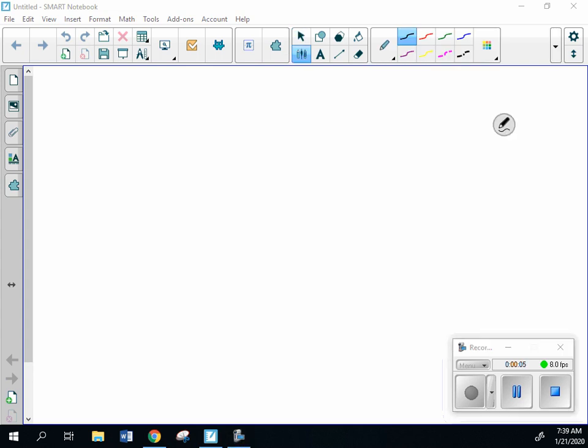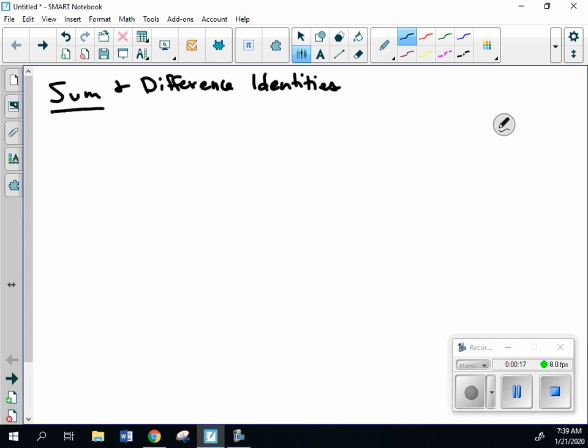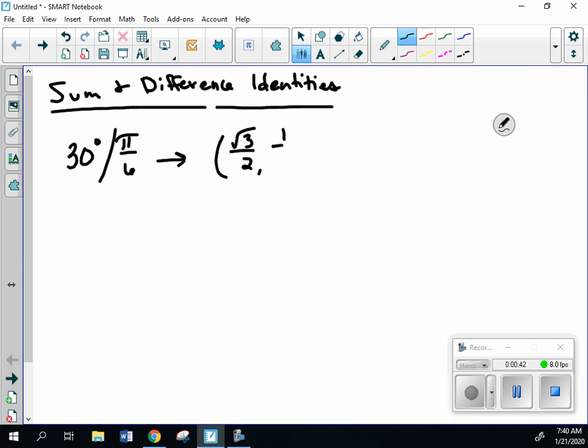We're going to be talking about the sum and difference identities. With that being said, the sum and difference identities are mostly based on 30, 45, or 60 degrees. So when we're talking about our unit circle, we're looking for a breakdown of this information. Actually, 30 or pi over 6, depending on which unit of measure you're in. So these are numbers you need to know.